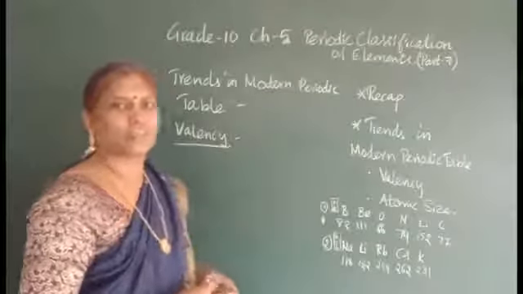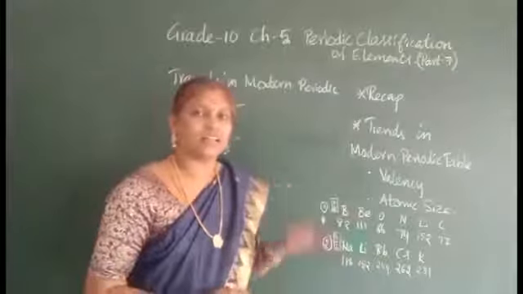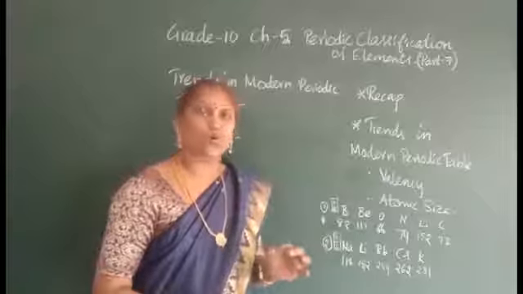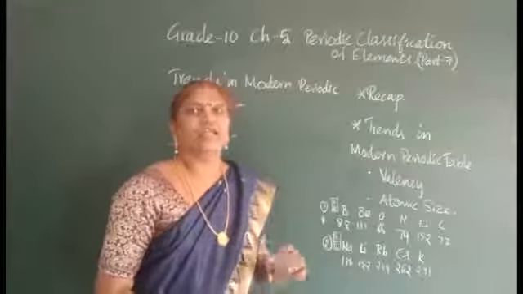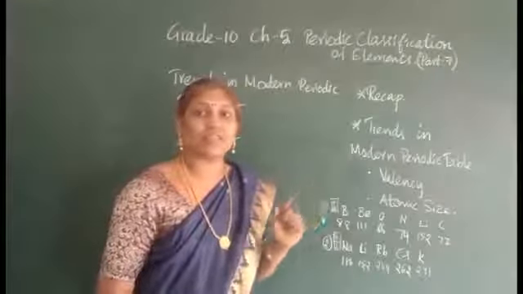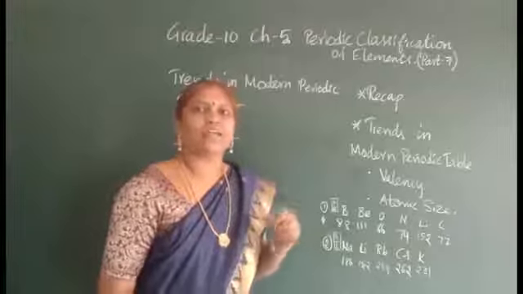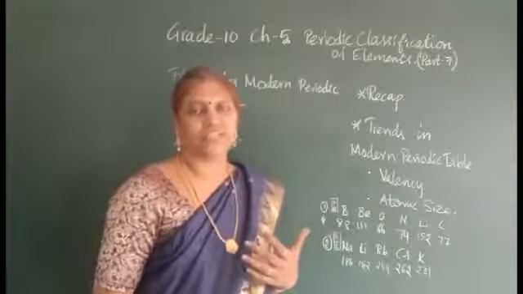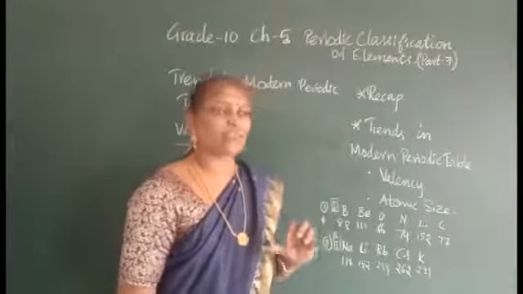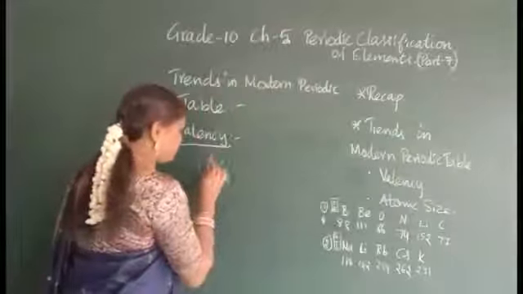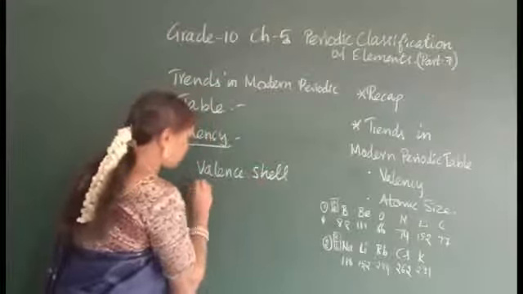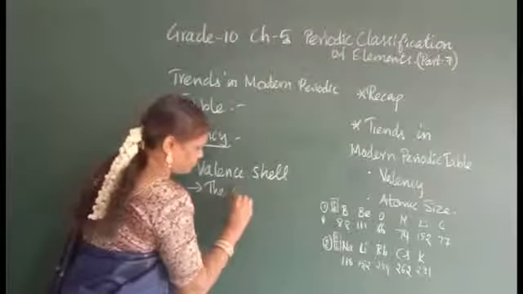Valency, what comes to your mind? Each atom has its own atomic number, denoted by Z. Based on the number of electrons, the shells are filled, and the outermost shell is called the valence shell. The outermost shell is called what? Valence shell. What is the valence shell? The outermost shell.